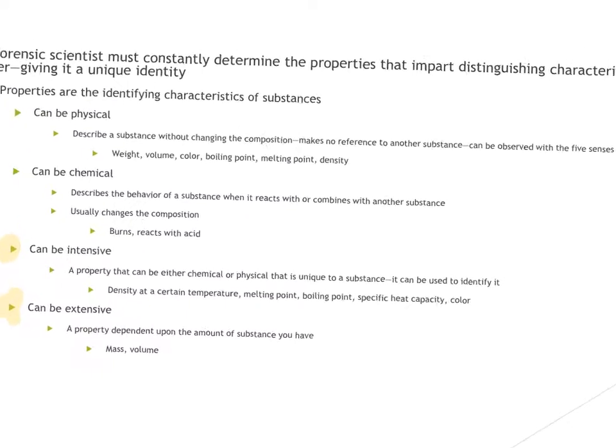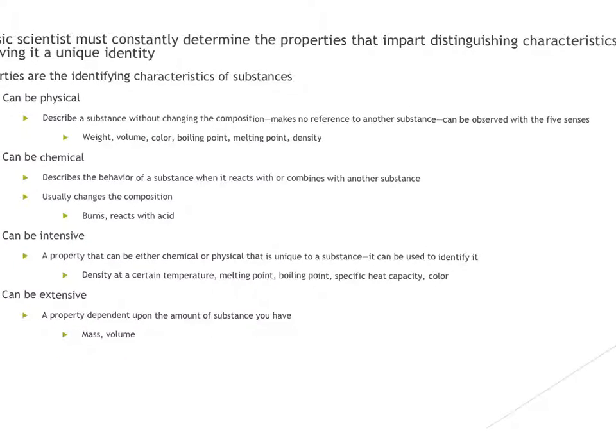A physical property describes a substance without changing the composition. It makes no reference to another substance, is the way your book describes it. In chemistry, we always said that it can be observed with the 5 senses. So what are the 5 senses? Sight, smell, sound, taste, and touch.